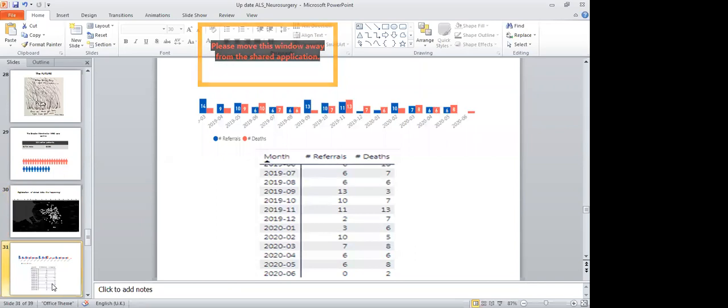Again, I was looking at this table, and this is telling us how many referrals we get in Manchester. The range is rather wide, from no patients in 1 month to 13 patients the other month. But what you can see in one of the columns is that every month a number of patients will die.